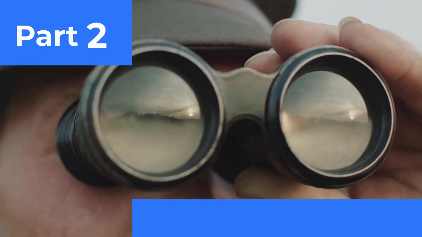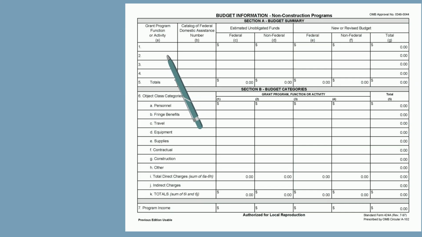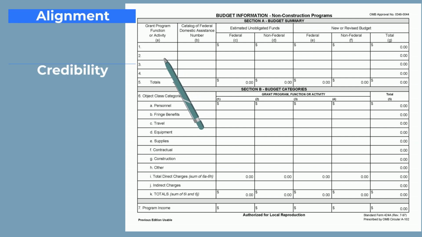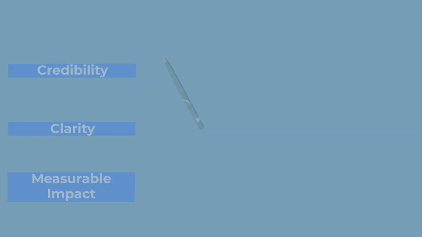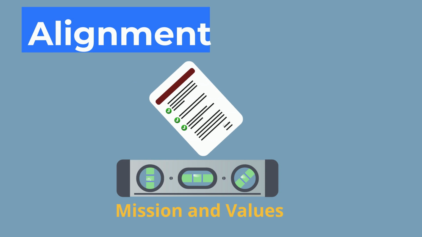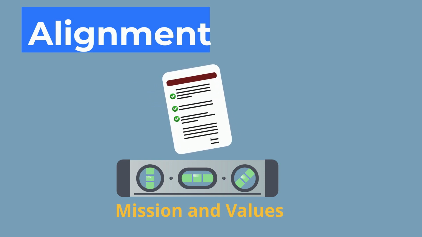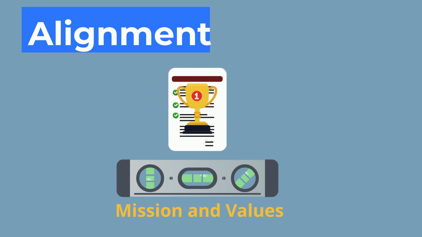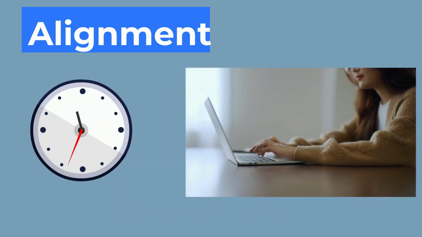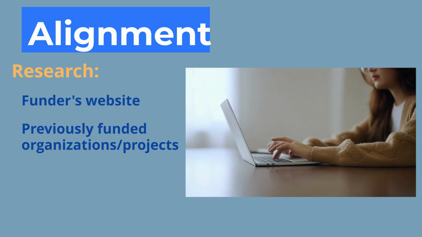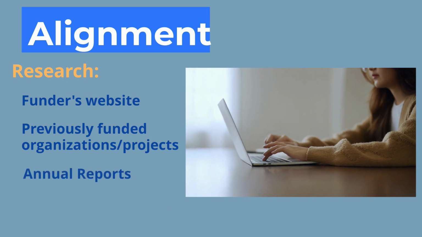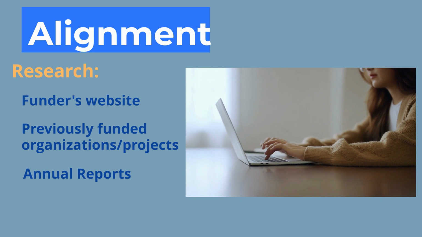Now let's discuss what funders look for in proposals. A few things that funders love to see from applicants above all else are alignment, credibility, clarity, and measurable impact. Aligning a proposal with the funder's mission and values in mind is key to increasing your chances for an award. This means taking the time to research the funder's website, previously funded organizations and/or projects, and any annual reports to determine if your proposal will be a good match.